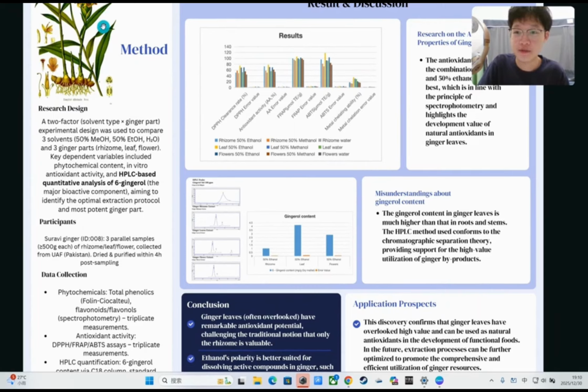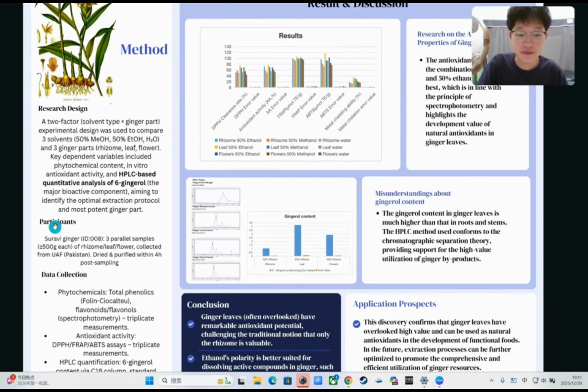As you can see from this graph, rhizome, leaf, and flower. The main objective of this design was to determine the optimal extraction condition and to identify which ginger part contains the highest level of bioactive compounds. In terms of analysis, the study focused on 3 key parameters: phytochemical content, antioxidant activity, and quantitative determination of 6-gingerol, which is the major bioactive component in ginger.